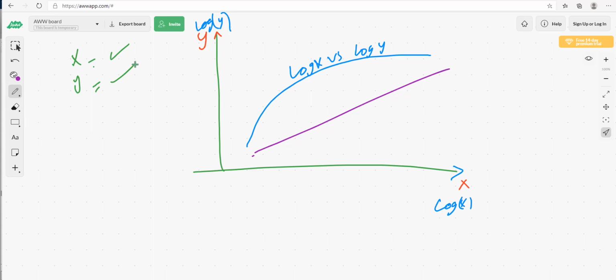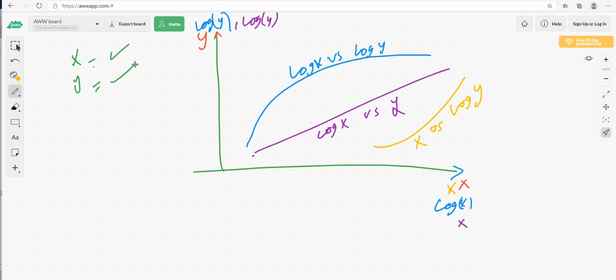Now, for this one, say that I plotted log of x versus y. So here we have x, and here we have log of y for this curve. And say that log of x with log of y is this one, and x with log of y is this one. We did one, so say that we have this one. It is x versus log of y.